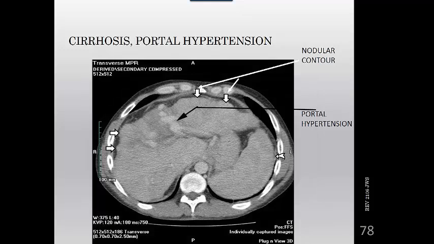This slide is cirrhosis with portal hypertension. You can see the nodular contours of the liver right here, and then the portal hypertension is pointing to enlarged portal vessels and the portosystemic collateral vessels that have formed in this patient. And here they are. Some more nodular contour on the border of the liver there.